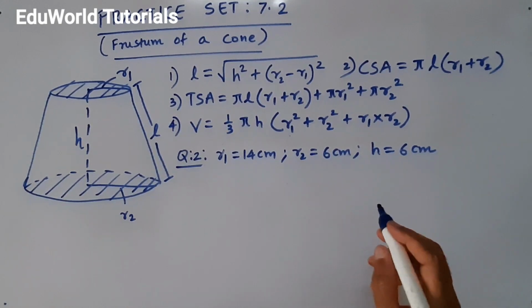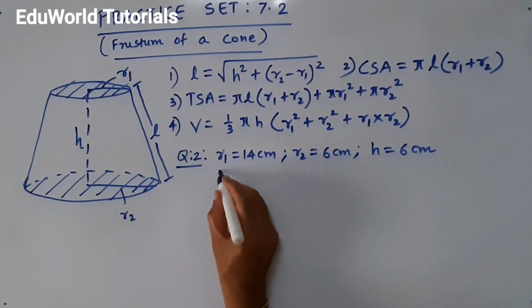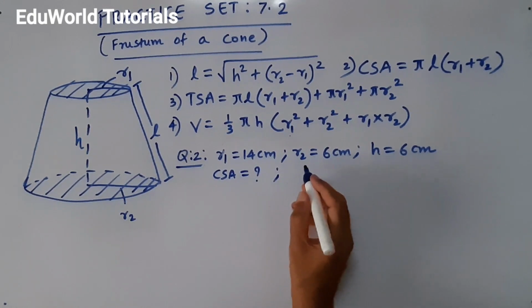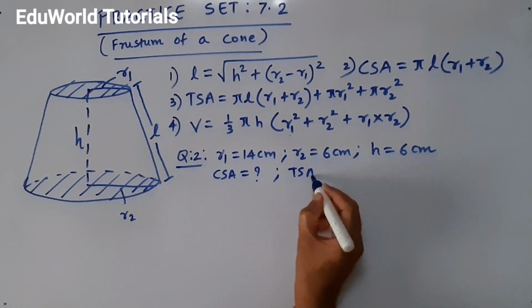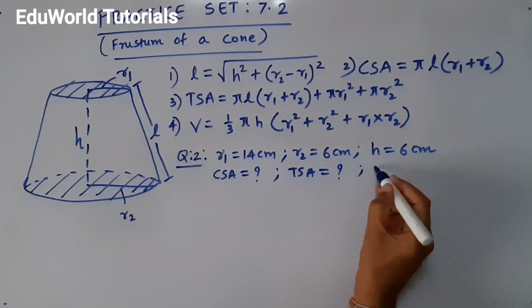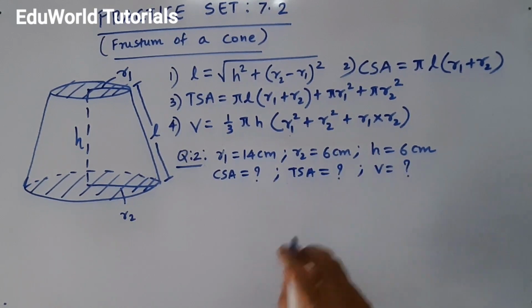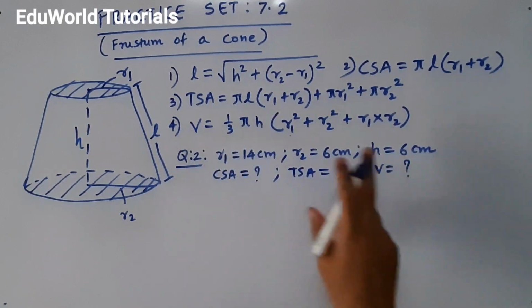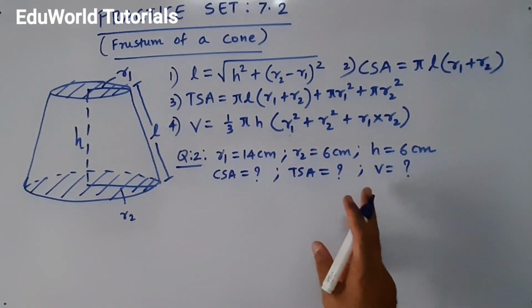And they have asked us to find three things. One is CSA of the frustum. Second is TSA of the frustum. And third is the volume of the frustum. These are the three things we have to find. We have R1, R2, H. All are there. We will need L. We will get L first.